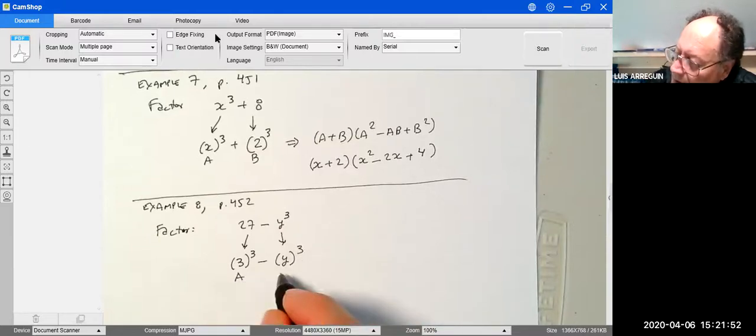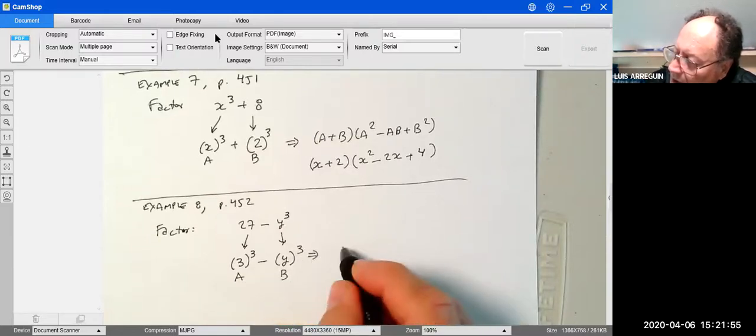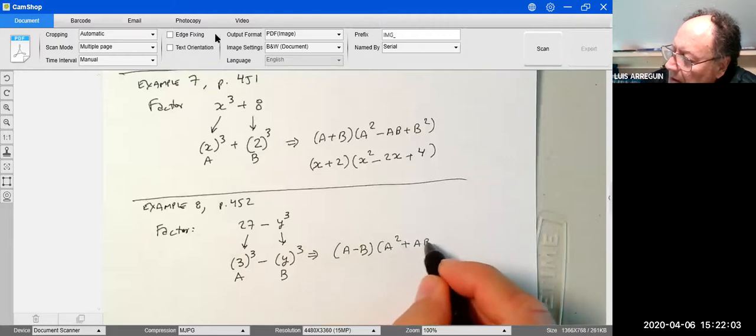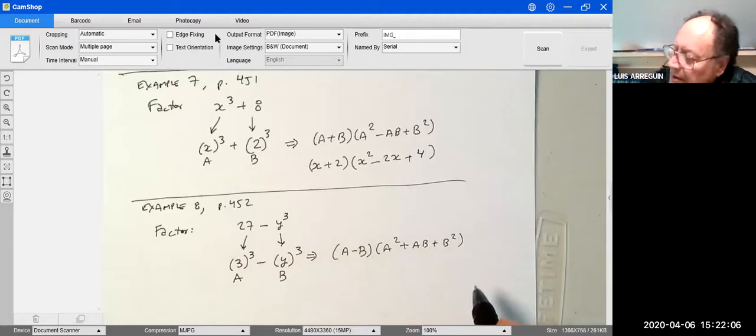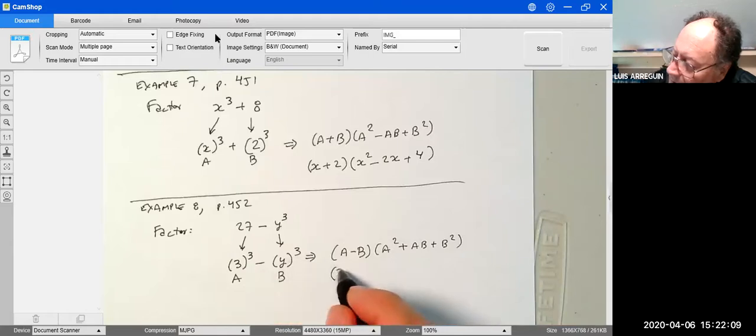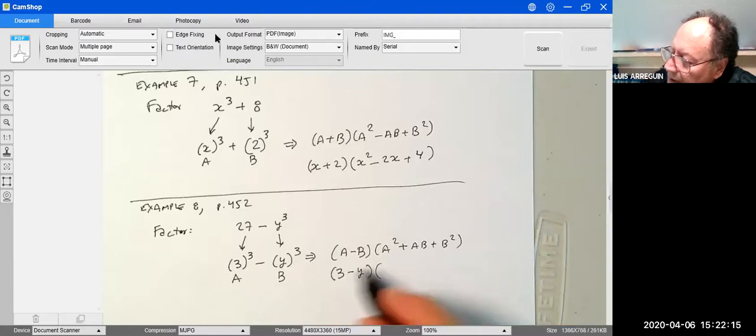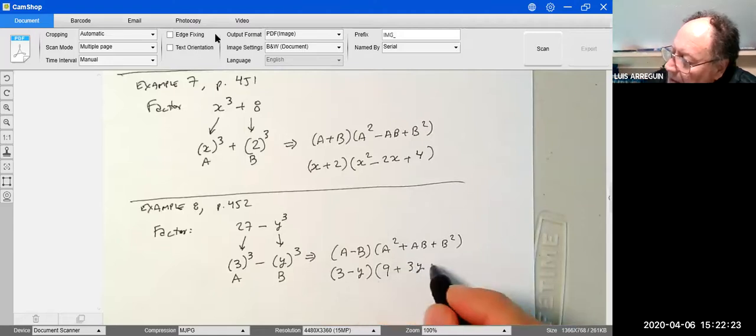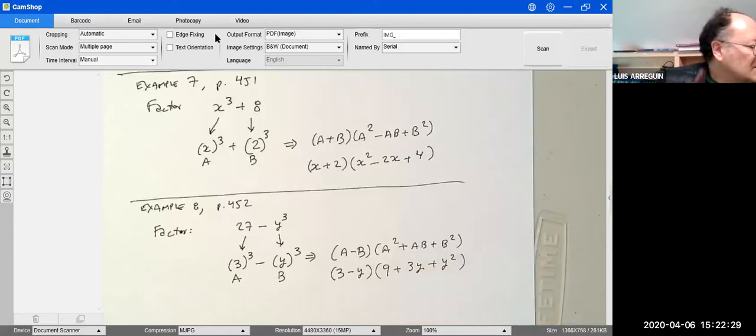So now you know a and you know b. So now you have a negative sign here. So you're going to have a minus b that multiplies a squared plus ab plus b squared. So a, what is a? Is 3 minus b, which is y. Then you're going to square a, is going to be 9. Then you're going to add a times b. So this is plus 3 times y plus the square of the second one is y squared. So that is going to be the answer for that problem.